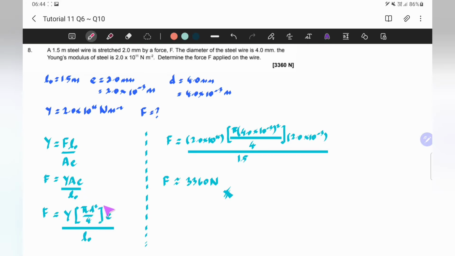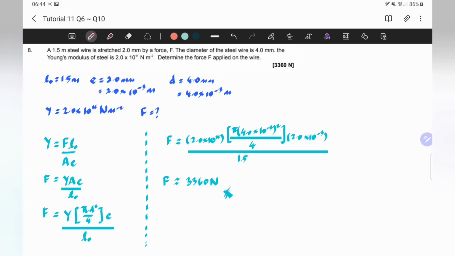Remember, A represented the area, which is pi d squared over 4. Then we just substitute all the values given here, which is the Young modulus, the diameter, the elongation given, which is 2 millimeters before, and the original length, which is 1.5. Then you will get the force is about 3,360 newtons.